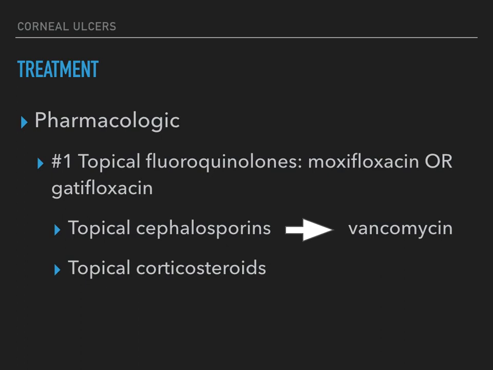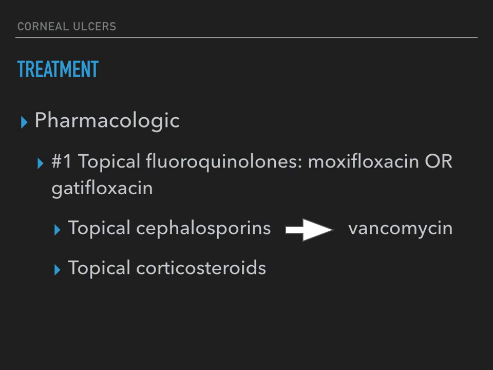Corneal ulcers are primarily treated with topical regimens such as eye drops. The most common treatment regimen primary care providers give are topical fluoroquinolones, such as moxifloxacin or gadafloxacin. These are the two most common topical antibiotic drops due to their added mycobacteria coverage.